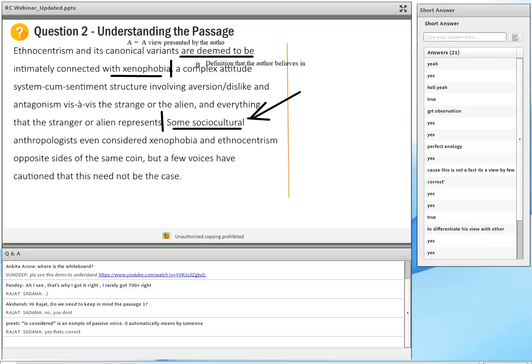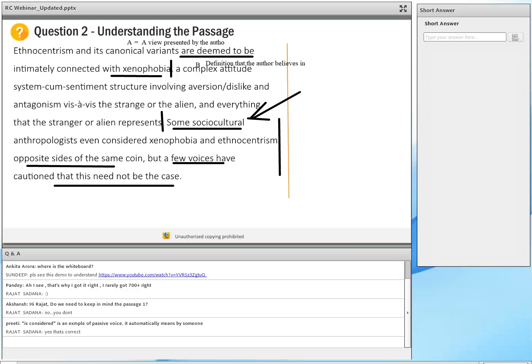Okay, and that's what GMAT RC tests as one of these. Some sociocultural anthropologists even considered XP and EC opposite sides of the same coin, but a few voices have cautioned that this need not be the case. So when you look at this, it says he presents viewpoints of two different groups. The author does not belong to either group. He says there's a group of sociocultural anthropologists that consider XP and EC to be opposite sides of the same coin. But then there's also this other group that have cautioned that that may not be true.